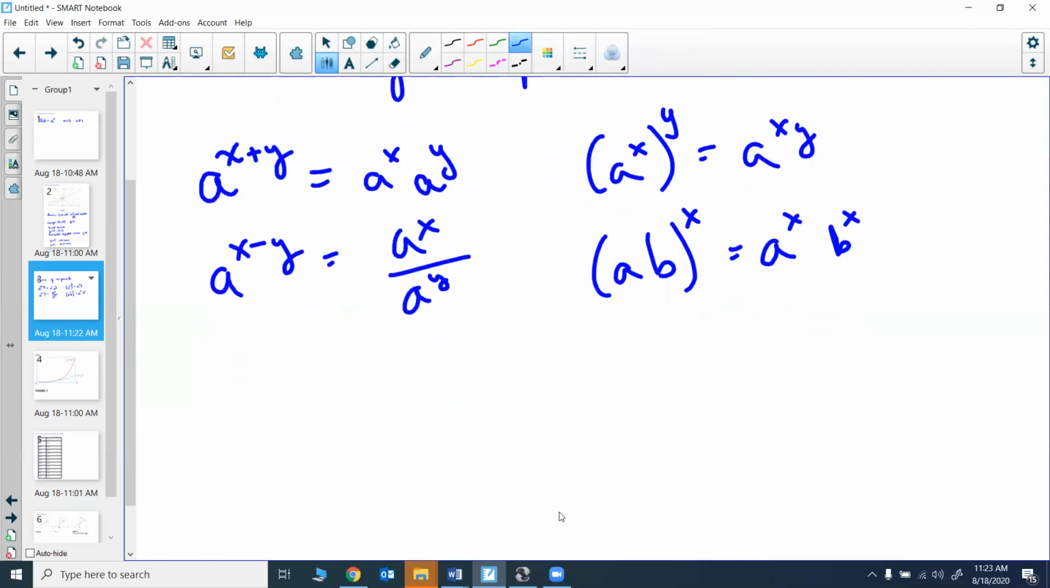One more that is really important to us is a to the negative x. That is actually 1 over a to the x. So this is one that's really important to work with, and we will be working with it. Normally, again, we start with this one and go to here. In the past, you've been told don't have negative exponents. Actually, in this class, we like negative exponents. So we most likely want to start with 1 over a to the x and write it as a to the negative x.